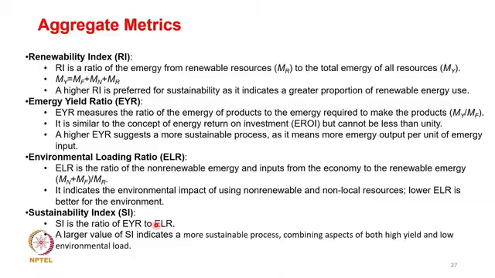Okay, so some of the single metrics that you can use are the renewable utility index. RI is the ratio of the energy from the renewable resources to the total energy of all resources. Okay, so My is of course the summation of Mf, Mn and Mr. Mr is the renewable, Mn is the non-renewable. Okay, and appropriately we compute it. And higher RI is preferred for sustainability as it indicates a greater proportion of renewable resources.